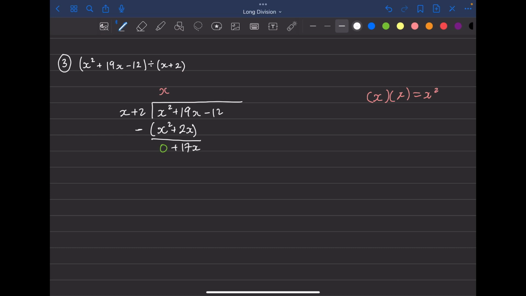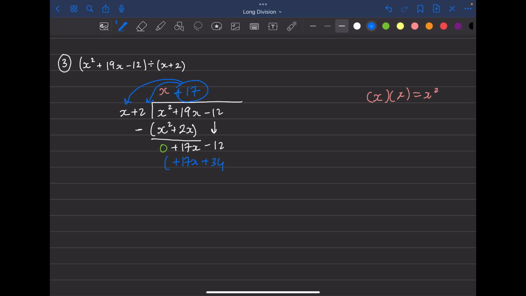Let's do this again after we bring this term down, because after each subtraction, we always bring the next term down and continue the loop again. So in this case, how do you get from x to 17x? You multiply by 17. So let's write that on top. So plus 17. And in this case, let's expand the 17 onto both of these terms again. So 17 times x is 17x, and then 17 times 2 is 34.